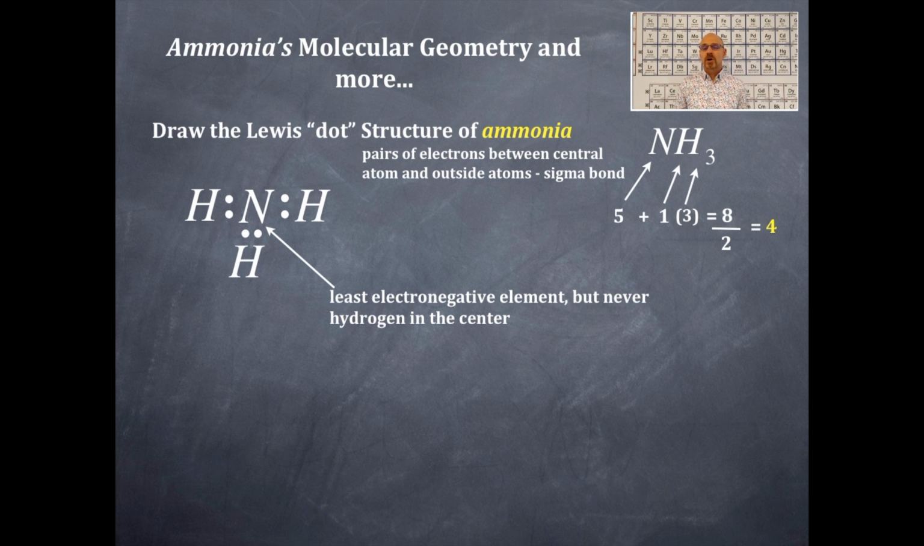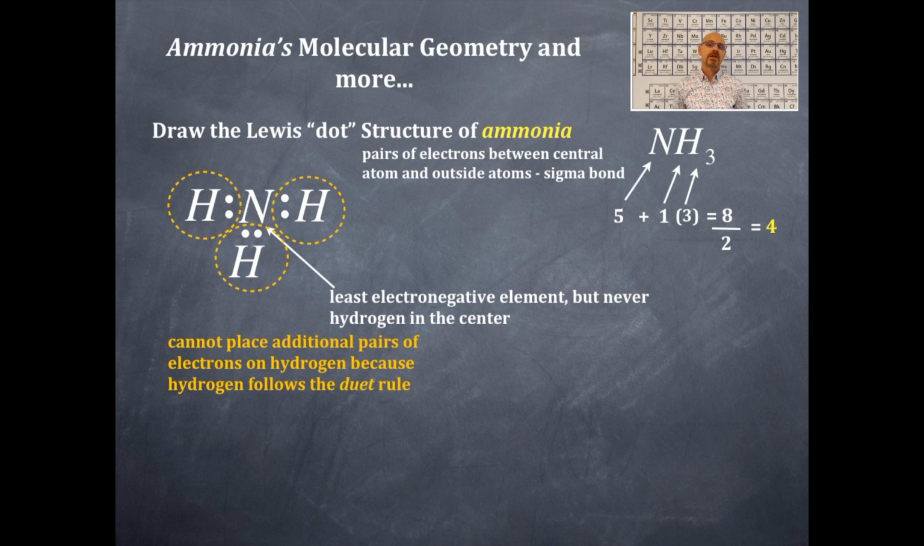Now, hydrogen follows the duet rule, so that's already been satisfied. Because of this, the next rule is to place electrons on the outside elements. But I can't do that with hydrogen because hydrogen follows the duet rule. So I'm going to skip that rule, and do the next rule. And the next rule is to place pairs of electrons on the central element. And that is right here for the nitrogen because it is electron deficient.